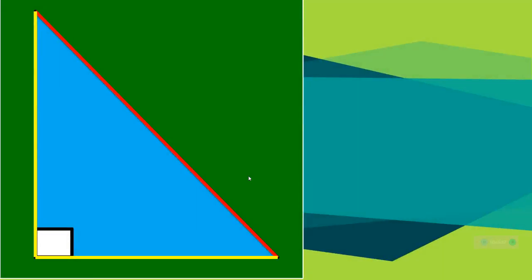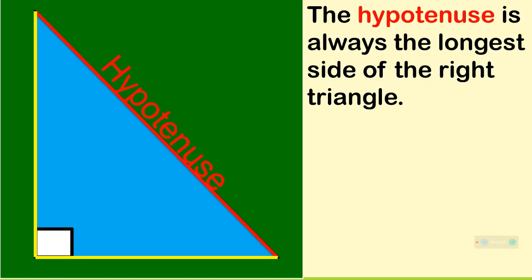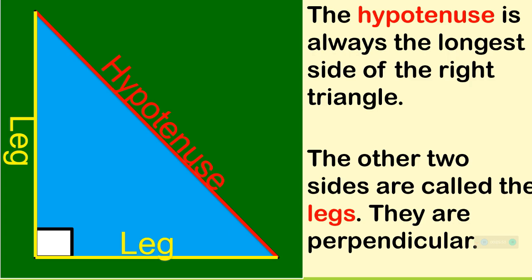The first and most unique part of the right triangle is the hypotenuse. The hypotenuse is always the longest side of the right triangle. As you have seen in our figure, this is the hypotenuse. Take note also that the hypotenuse is always opposite the right angle. Again, this is our right angle, and here we have the hypotenuse. The other two sides are called the legs. This is the first leg and this is the other leg. They are perpendicular because they form a right angle here.